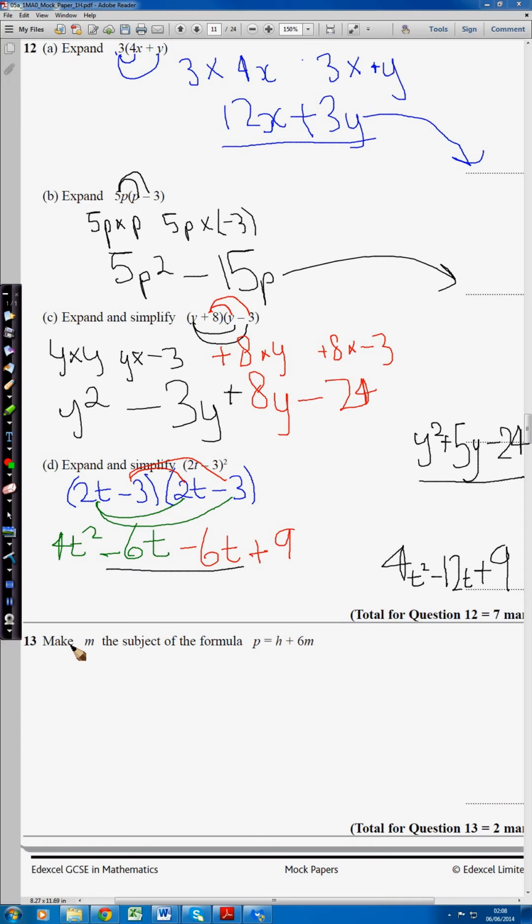Okay, now let's move on to question number 13. Here is another similar algebra type topic. We have to rearrange based on the subject. So let's have a look at this question. Okay, let's go for the blue.